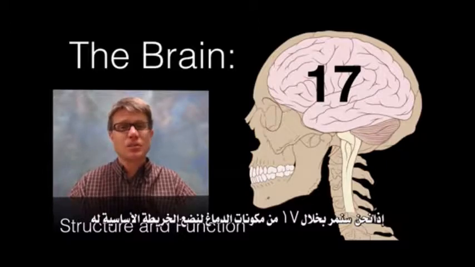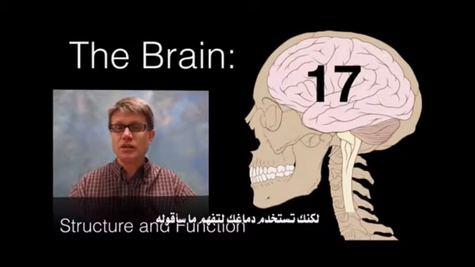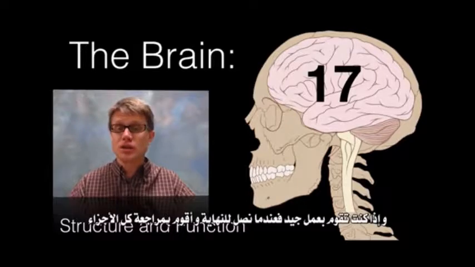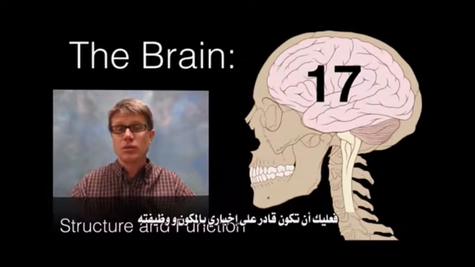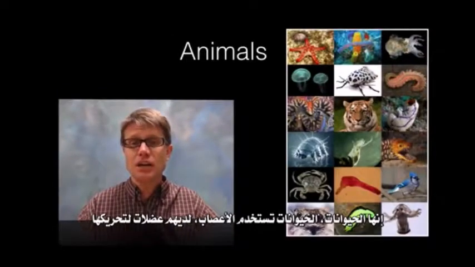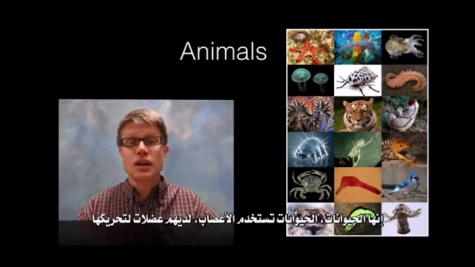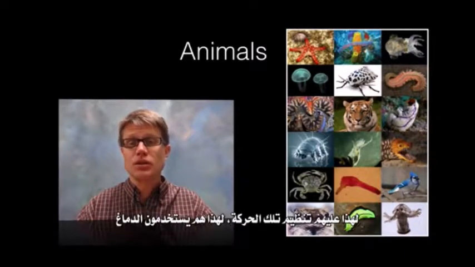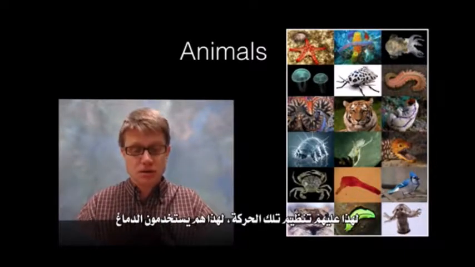kind of lay out the basic plan of the brain, but you're using your brain to process it. And if you do a good job, when we get to the end and I review all the parts, you should be able to tell me what their structure is and what their function is. And so what type of organisms have brains? It's the animals. Animals use nerves, they have muscles to move around, and so they have to organize that movement. And so they use a brain.